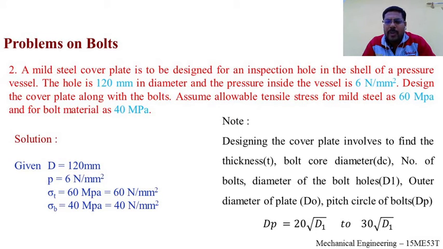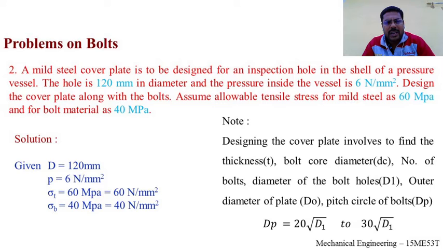Assume the allowable tensile stress for mild steel is 60 megapascal, and for the bolt material it is 40 megapascal. Note, first we should understand the given problem before finding the solution. Understanding the problem is very important. So what data is given, what we have to find, and what the solution is.